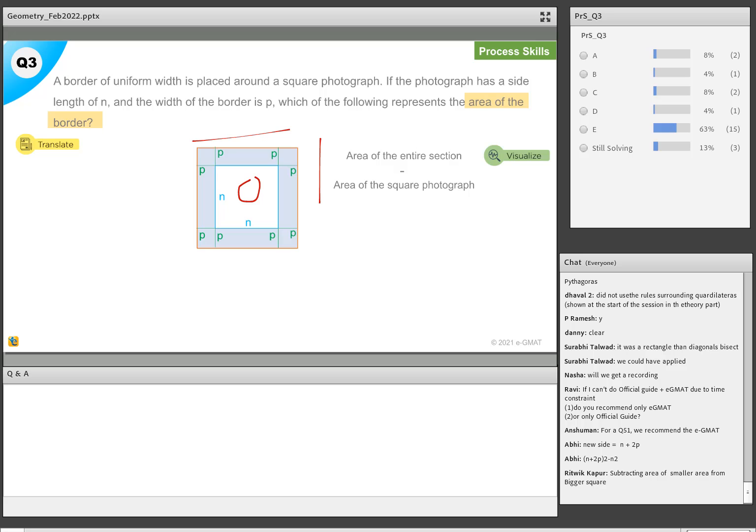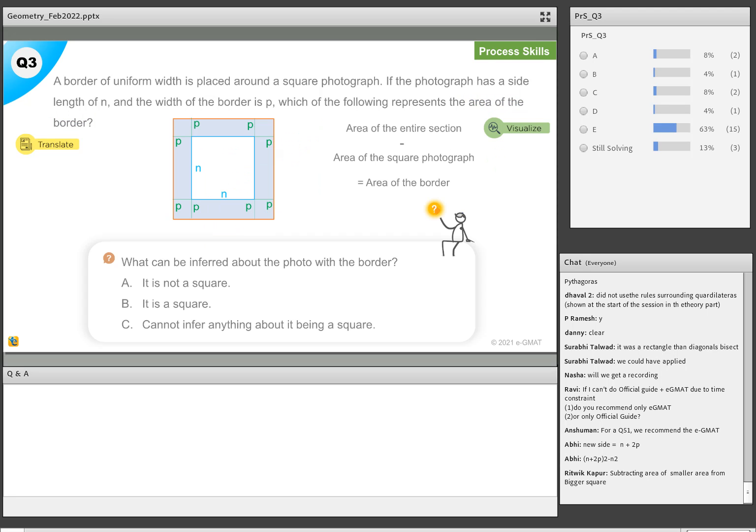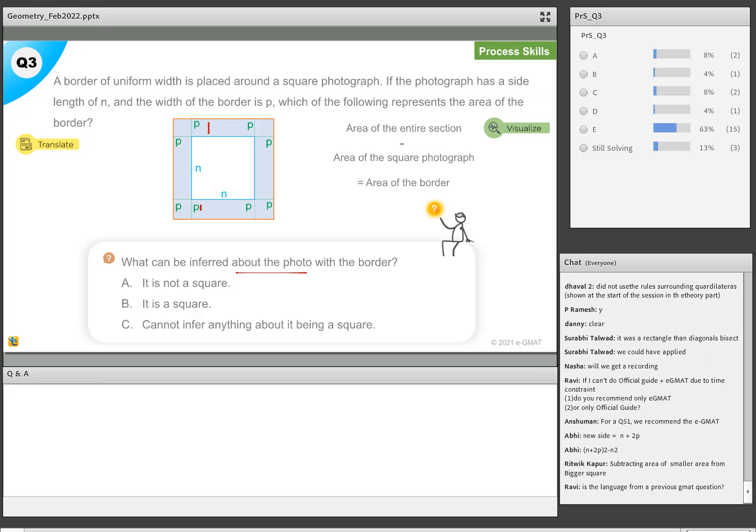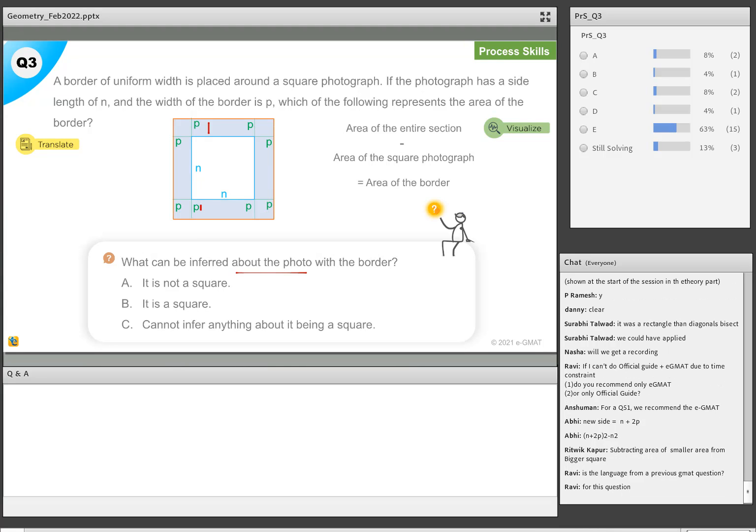Everybody clear so far? Anybody who was not able to figure this one out? But this is fundamentally that skill of visualization. Once you form that picture of a square with uniform border, immediately when you see area of the border, you know it is area of the big square minus area of the small square. It's as simple as that. So this we already discussed. The minute you are adding uniform width, if this is a square, the bigger thing is also a square, right?